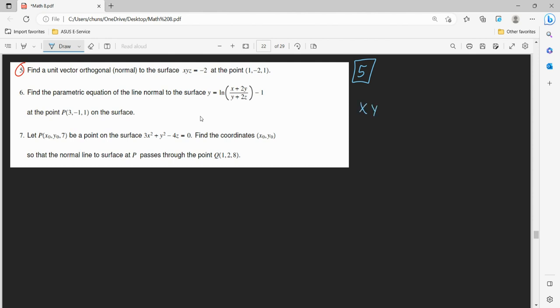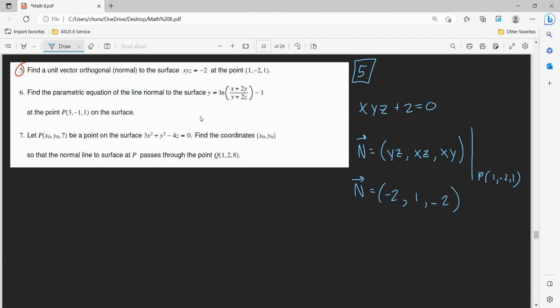So let's make this equal to 0 first. Okay, and let's start with our normal equation. So this is the partial derivatives with respect to x, y, z, and then xy. At this point, 1, negative 2, 1, we plug that in. So y is negative 2, z is 1. This is negative 2. This is 1. And this is negative 2. Okay, so now what do we do going on from here?